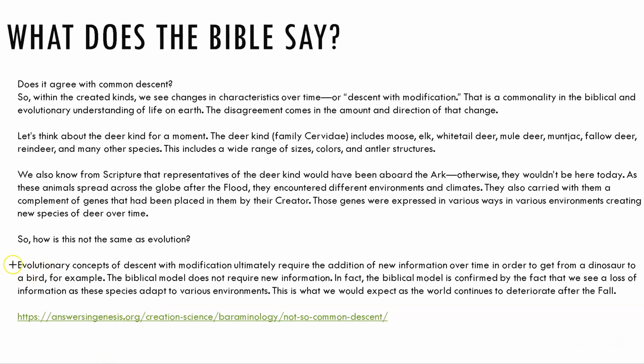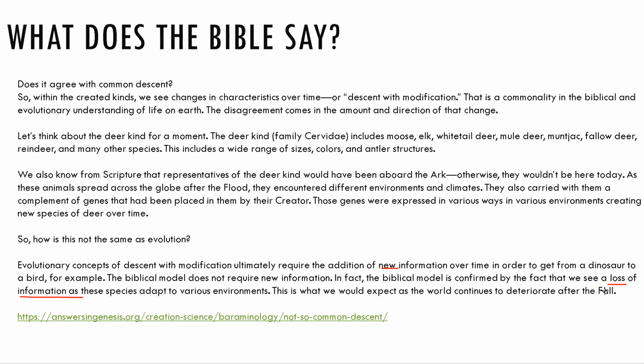But I want to just point this out. I would pause and read this slide, but evolutionary concepts of descent with modification ultimately require the addition of new information over time to get from a dinosaur to a bird, for example. The biblical model does not require new information. In fact, the biblical model is confirmed by the fact that we see a loss of information as species adapt to the environment.